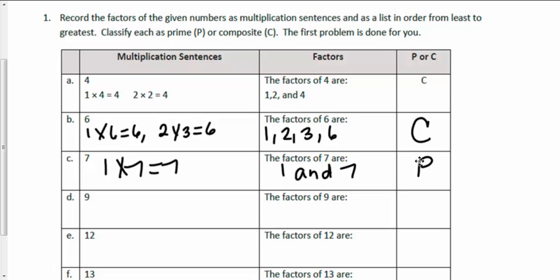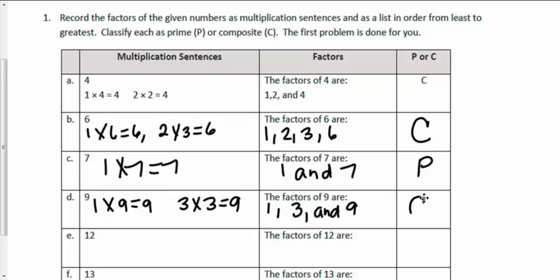All right, see if you can do 9 by yourself. Think of all the numbers that multiply together to equal 9. Then come back and see if you got the same thing as me. All right, so I got 1 times 9. 3 times 3 equals 9, and that's it. So I would have 1, 3, and 9 are factors of 9, so 9 must be composite.